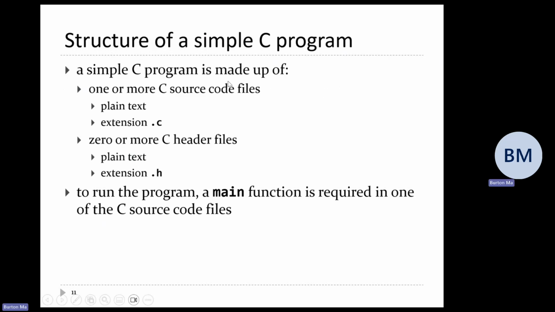Okay, so what does a C program look like? It's just plain text, so it's a bunch of files. A really simple C program is made up of just one source code file, and the standard extension is .c. So if you see a file that ends in .c, it's probably a C source code file, just plain text containing a C program.